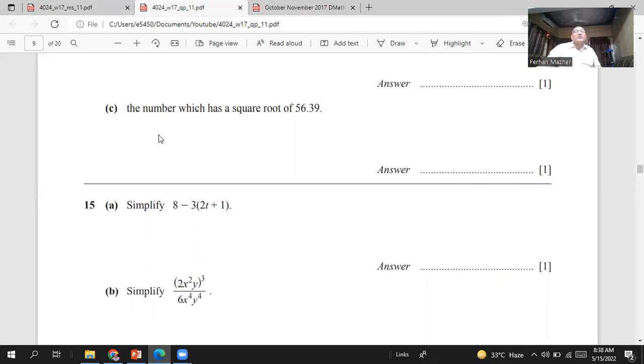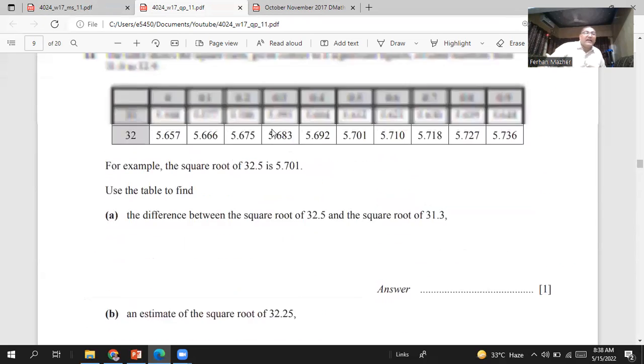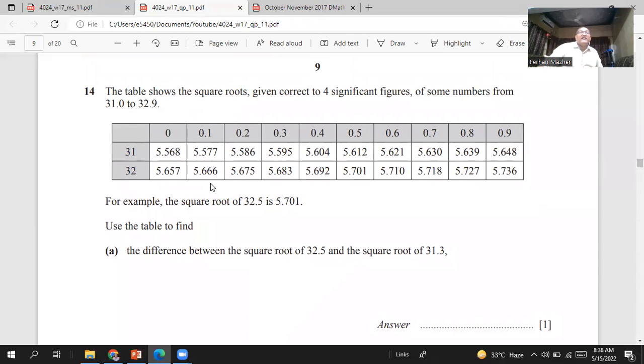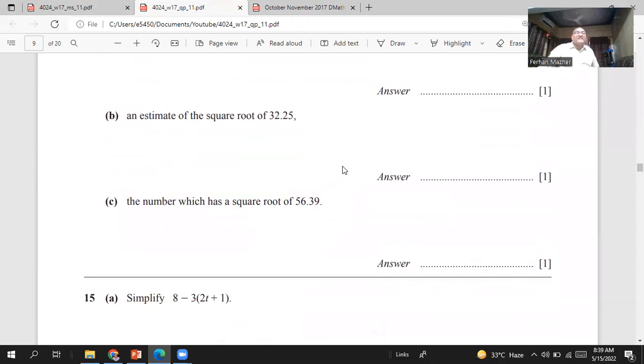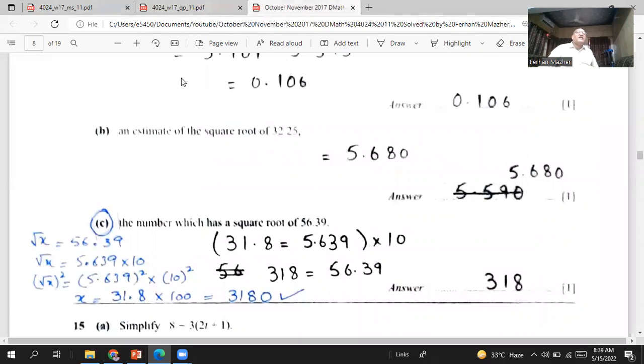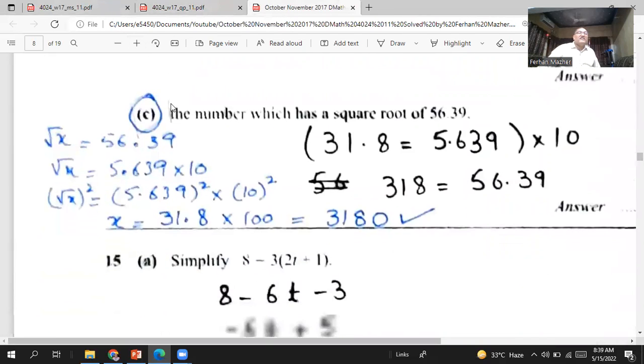Then this says, the number which has a square root of 56.39. You see here 56.39. This is the square root of 31.8, but this is 5.639. They are talking about 56.39. Look at the methodology which I will adopt, this blue one. Suppose the square root of x is equal to 56.39. That is the basic question. So under root 56.39, I can move this decimal one step, so it will be 5.639 times 10.